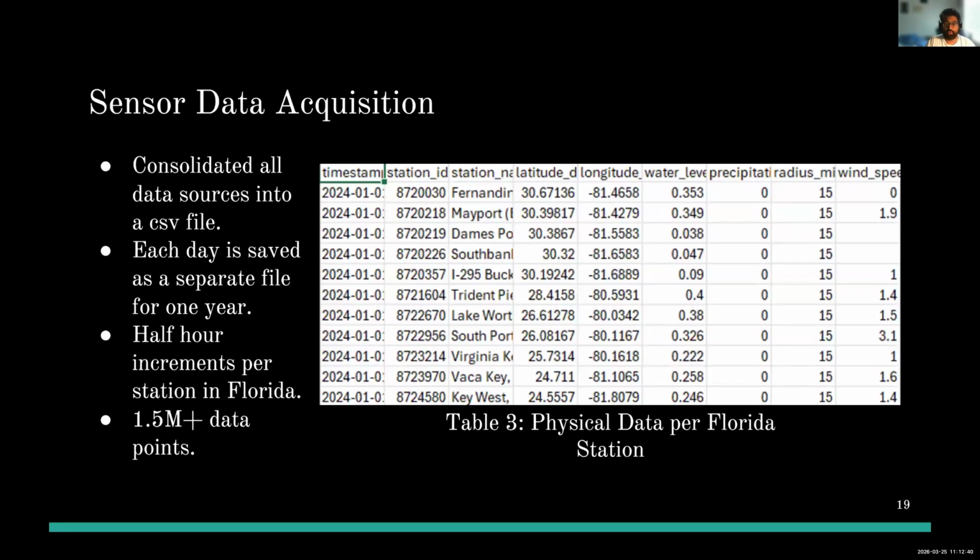And when I was putting together the sensor data, for the purpose of this project, the sensor data is not being put into the hypercube itself. Rather, the hypercube is going to point to a specific physical data set on my master list of the CSV file. Now, this is the master list here, and it shows half-hour increments per every station in Florida. And there are 28 stations, and so for every half hour over the course of all of 2024, it ended up being over 1.5 million data points.